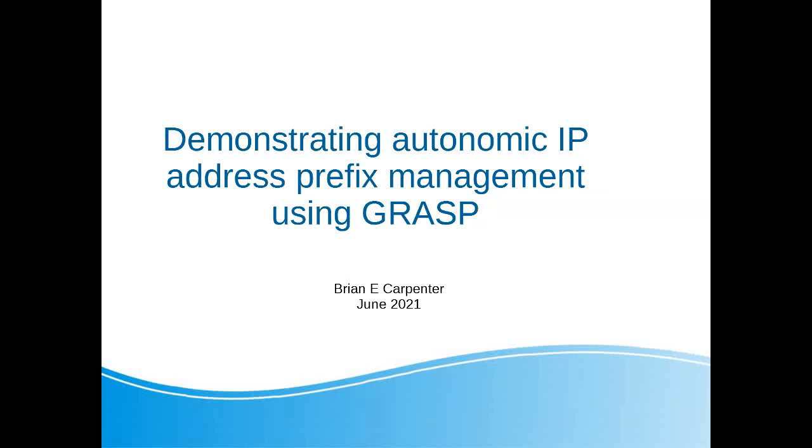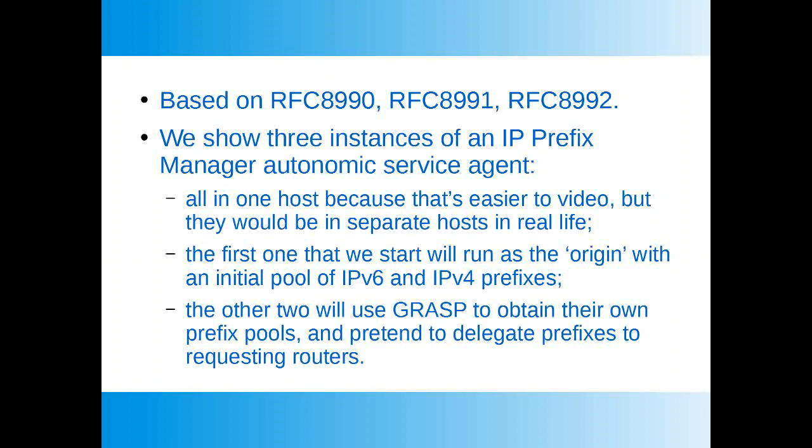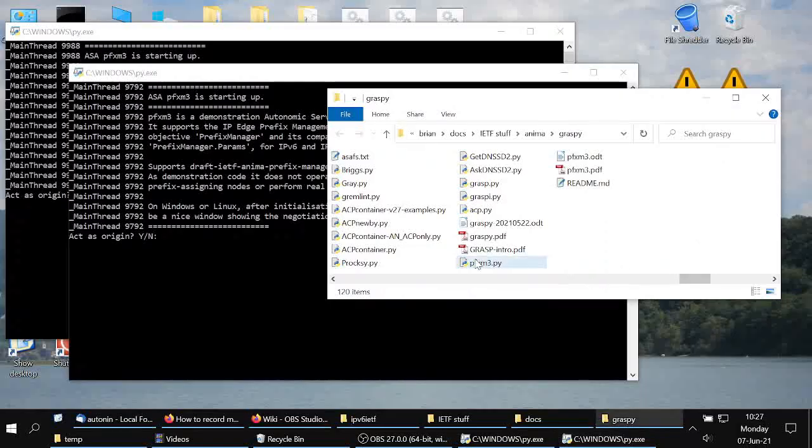This video is a demonstration of an autonomic service agent for prefix management in an IP network using the GRASP protocol. It's based on 3 RFCs and it shows 3 instances of the autonomic service agent. They're all in one host because that's easier to video, but in real life they would be in separate machines. The first one is the origin server that originates a pool of IPv6 and IPv4 prefixes. The other two use GRASP to obtain the prefixes they want.